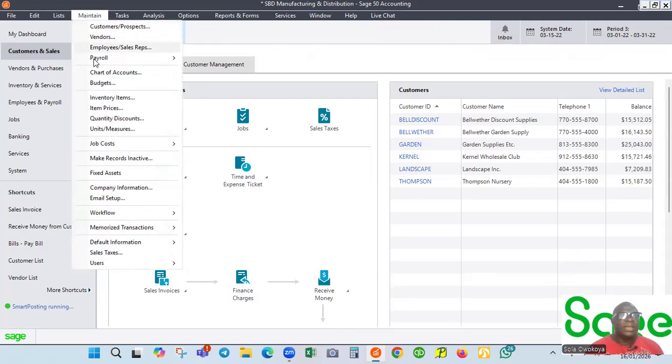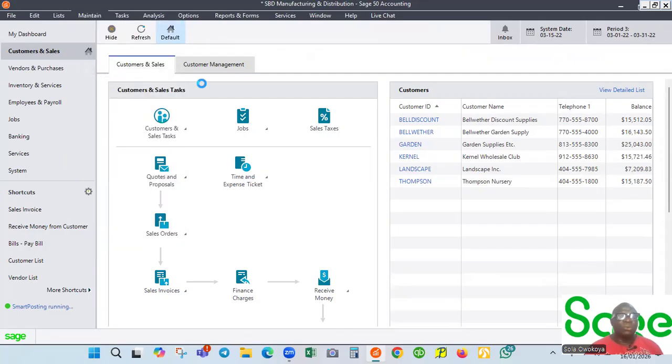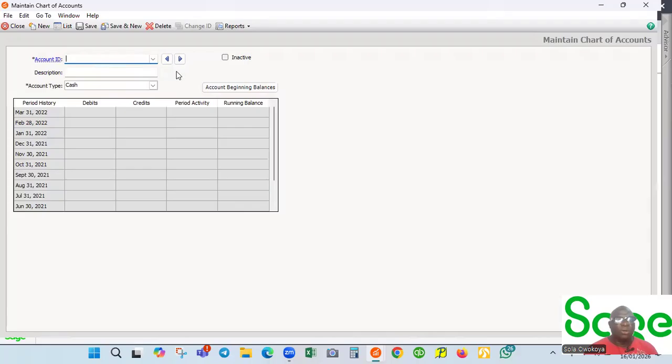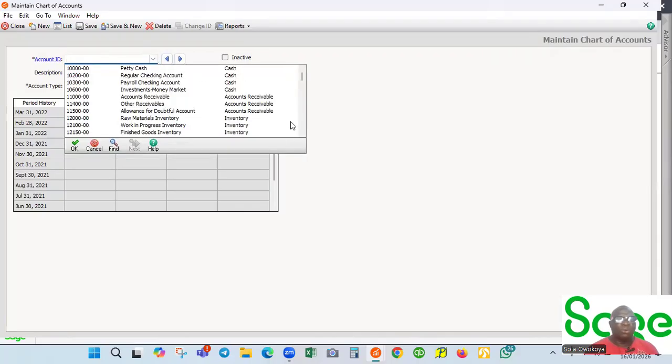You can maintain your chart of accounts, which has to do with your general ledger. Understand? Your general ledger, all the accounts that you need in your organization, what we refer to as a chart of accounts. This is how it looks like, where you maintain your cash account, your bank account, your customer account, which is accounts receivable, and your inventory. In this case, they are able to track their raw material inventory, their work in progress inventory, their finished goods inventory, and other things.